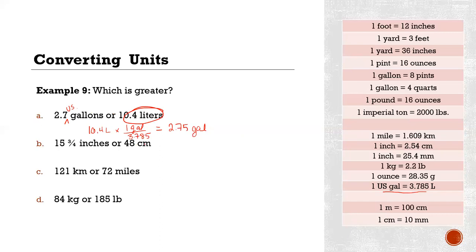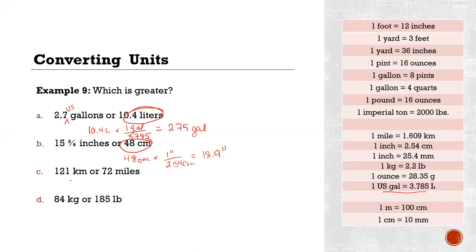15 3/4 inches or 48 centimeters. Well, let's convert them. Easiest way to do that is take our 48 and let's convert the 48 into inches. 48 centimeters times 1 inch over 2.54 centimeters leaves us with 18.9 inches. 48 centimeters is bigger than 15 3/4 inches.